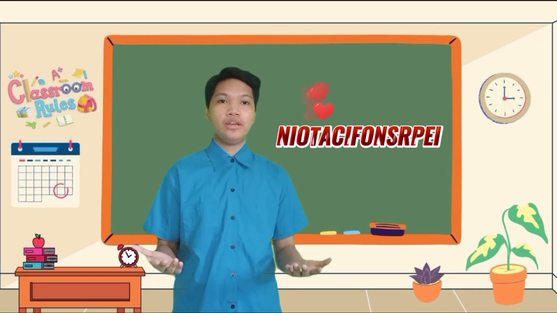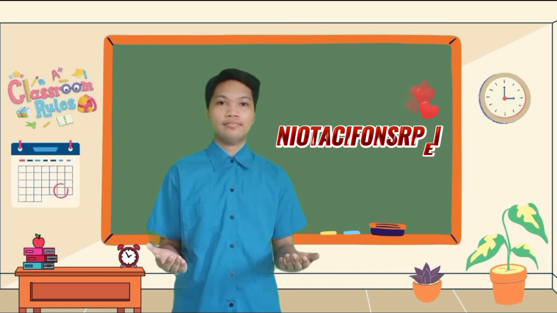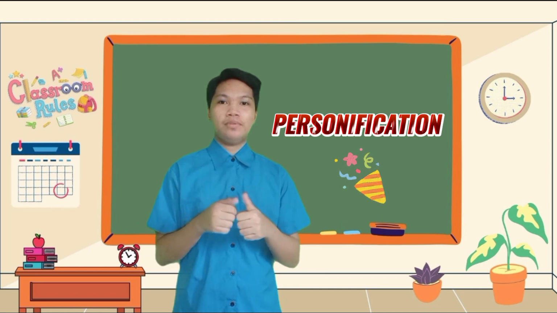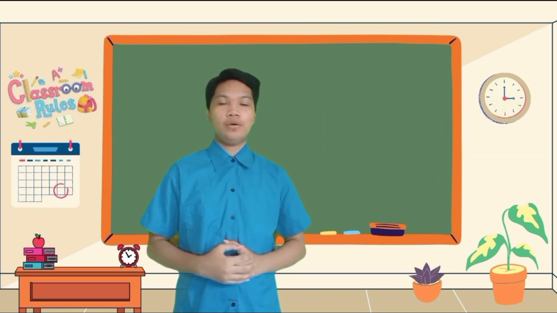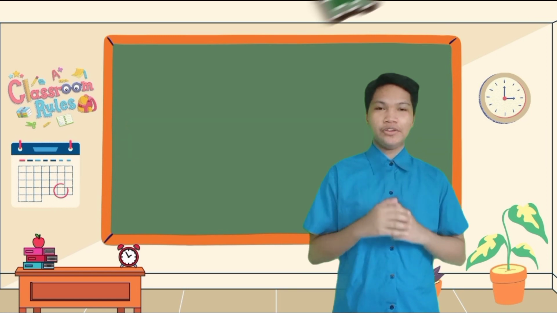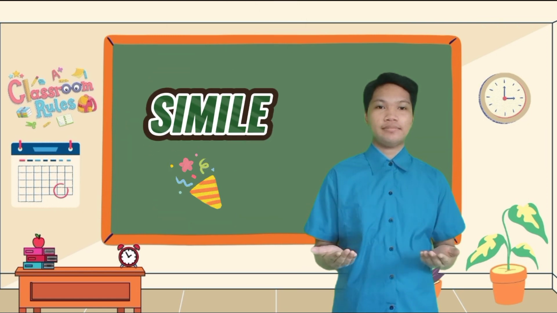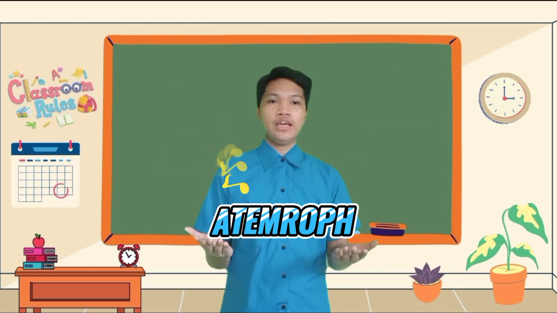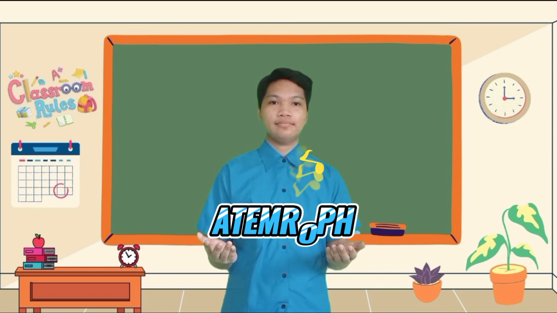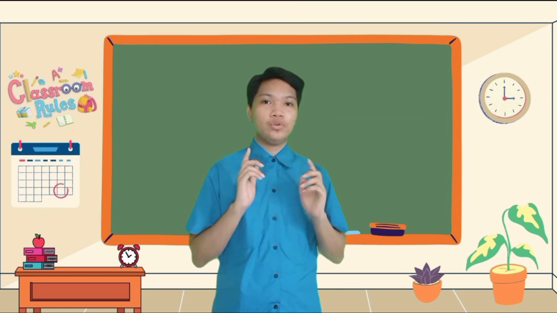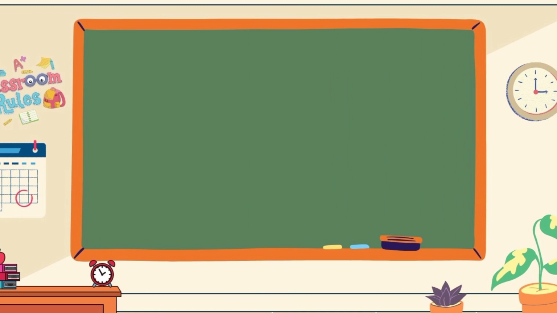Can you guess the first jumbled letters? Okay, so the answer is personification. Good job! Now, let's move on to our second jumbled letters. What do you think is the answer? Very good. The right answer is simile. Now, let's go down to our last jumbled letters. What do you think is the answer? Well done! Now that you're familiar with those words, let us now move to our discussion.